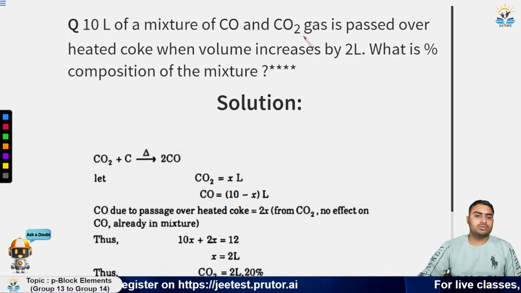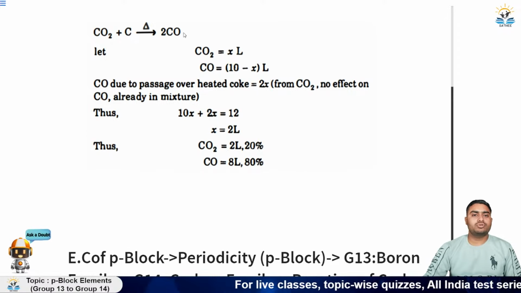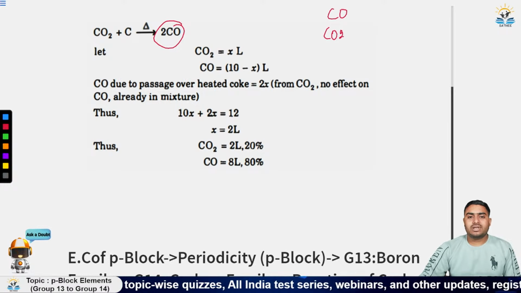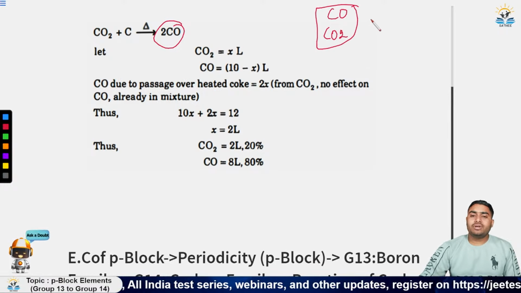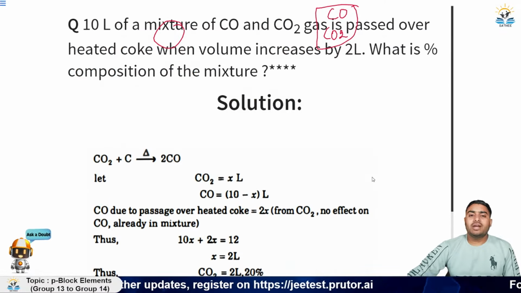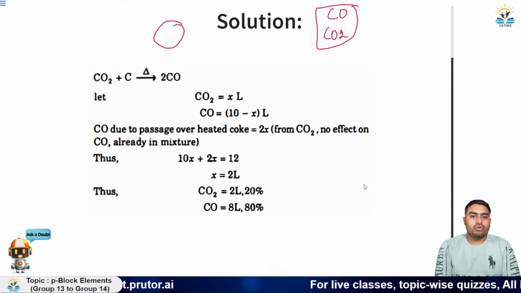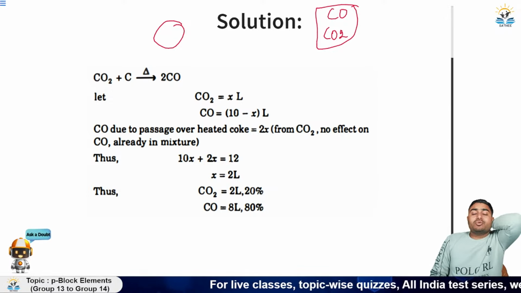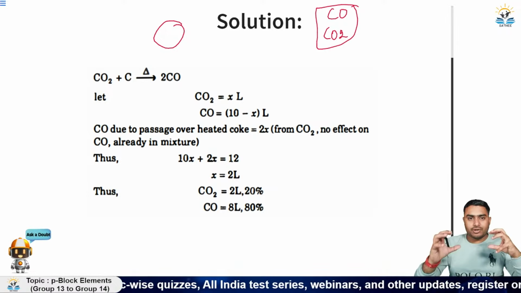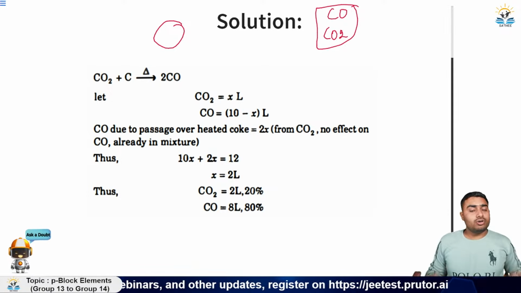What is the percentage composition of the mixture? This is a very simple question, you can see the solution. CO2 when it reacts with coke: CO2 plus C gives 2CO. That means we are passing carbon monoxide and carbon dioxide over the heated coke. Carbon dioxide can react with carbon, which is coke, and when heated it produces carbon monoxide again. Carbon monoxide we already have.